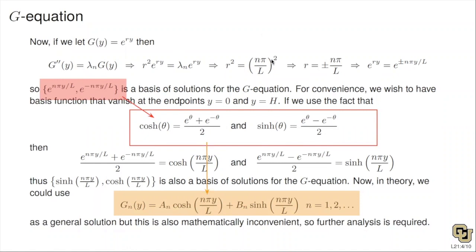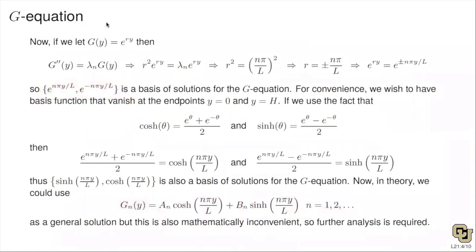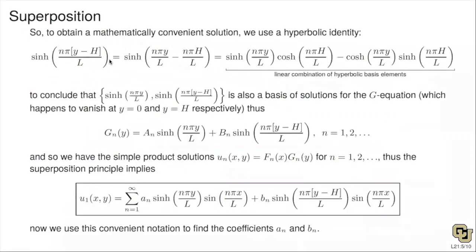Right now, when y equals 0, sinh will disappear, no problem, wonderful. However, if we let y equal capital H, cosh will not disappear, neither will sinh. So it's not quite where we want it. And so we're going to just do some math trickery.